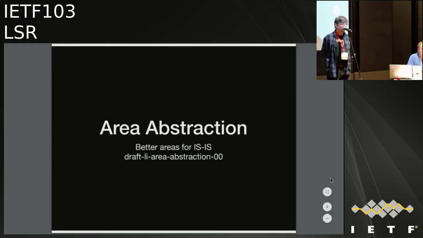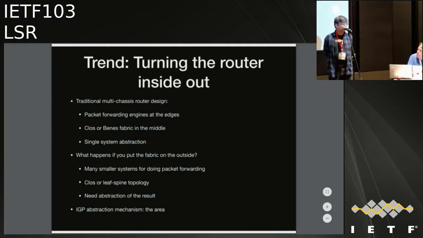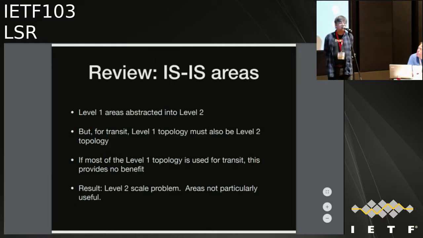Okay, area abstraction. This should have come first because it helps motivate why we need more levels. The way IS-IS does levels is not very pretty. If you have a level 1 area and you want to transit a level 1 area, you have to take those transit circuits and push them into level 2, and they show up in the level 2 link state database. If your data center is going to almost all be used for transit, you effectively push everything into level 2.